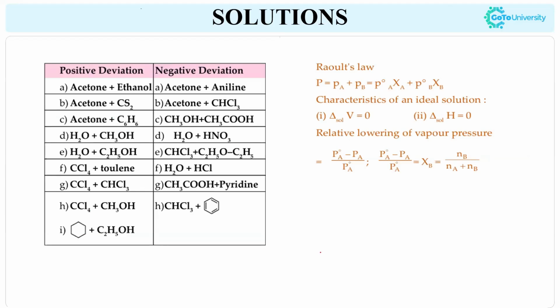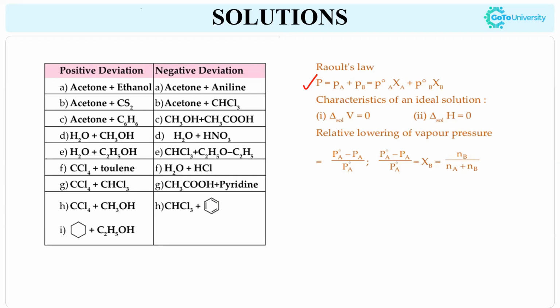Now the next one, coming to the different types of solutions. Before that, we have to know Raoult's law. So what is Raoult's law? We have to know the equation for Raoult's law, that is P is equal to PA plus PB. That is if you are mixing more than one gas or mixture, then the total pressure will be equal to the summation. So we can predict the total pressure.